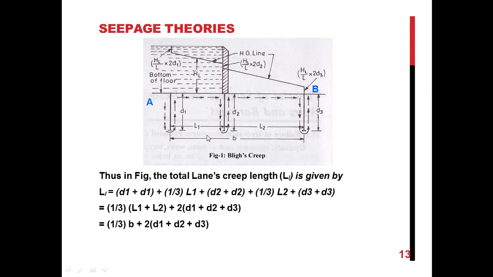L1 plus L2 is equal to the total width of the structure, which is equal to B. So replace L1 plus L2 by B. So the total creep length according to Lane's theory is equal to 1/3 into B plus 2 d1 plus d2 plus d3. This is the equation for the total creep length according to Lane's theory.